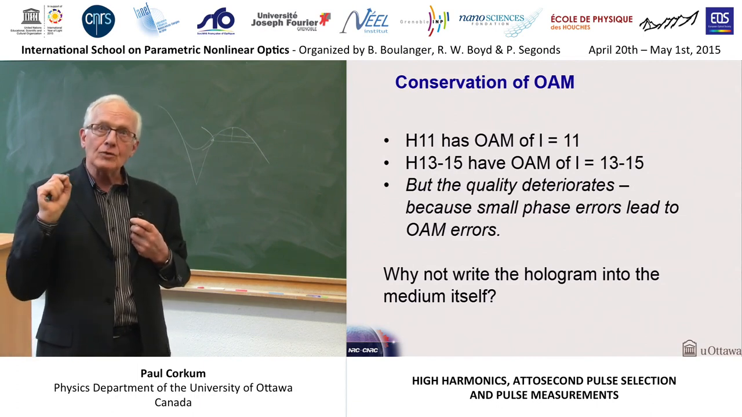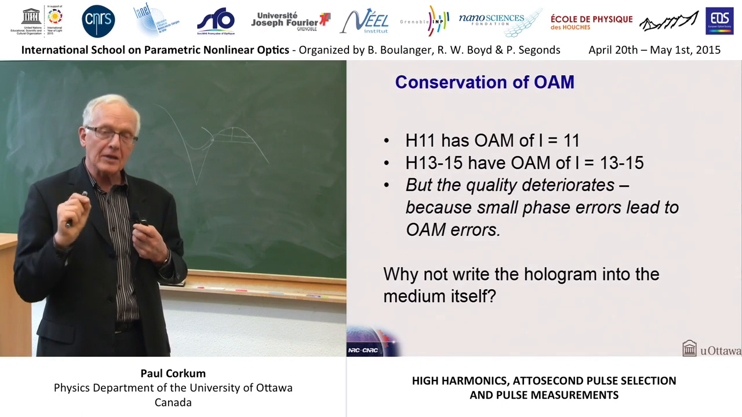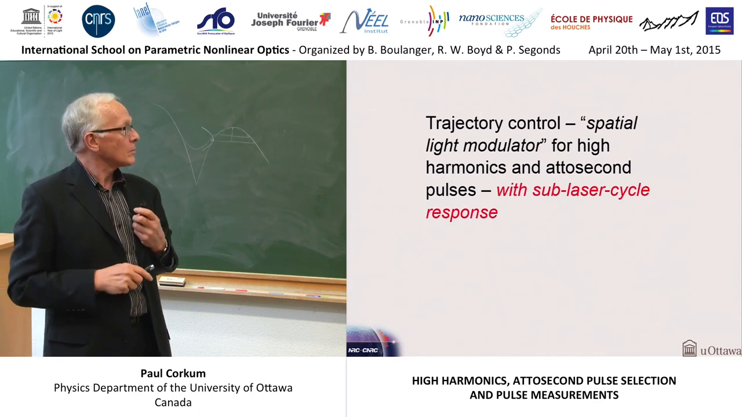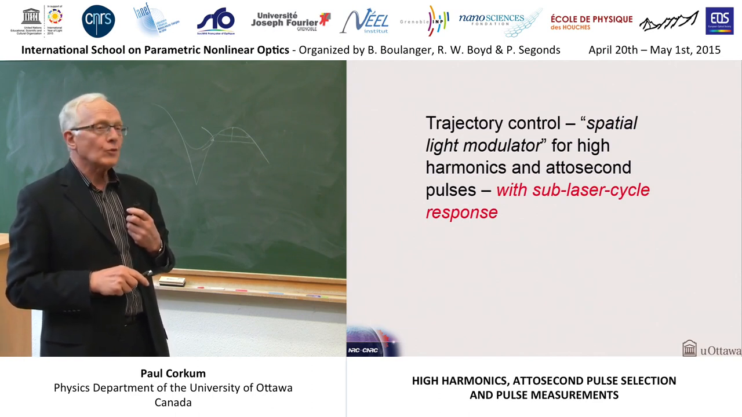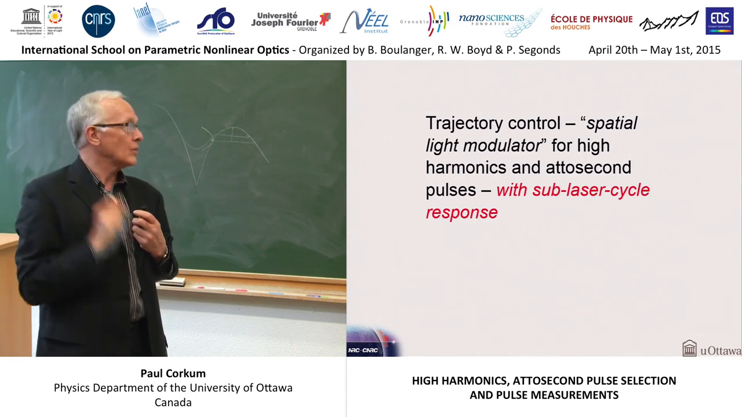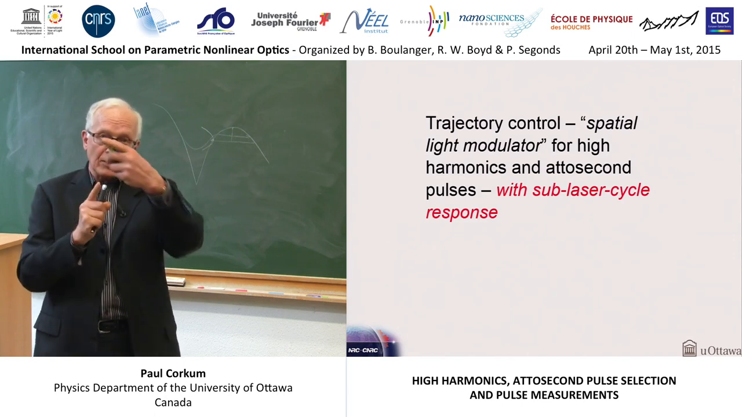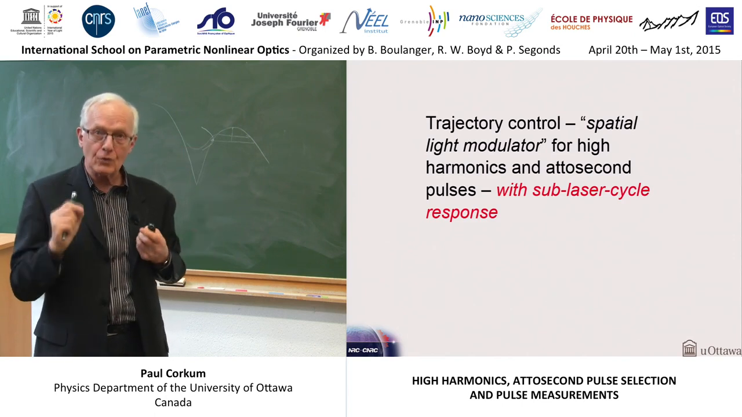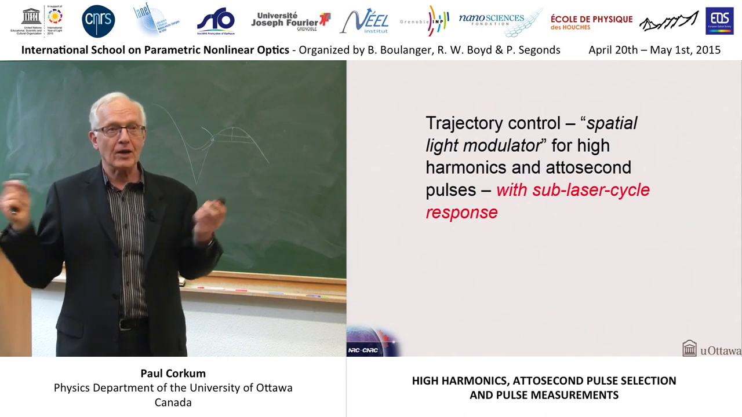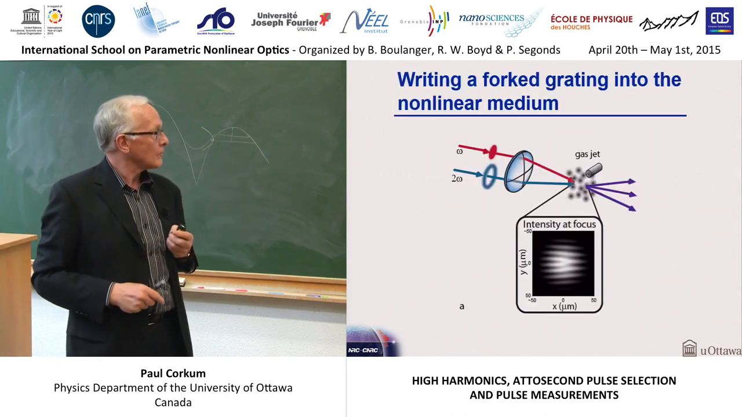So why not use the ideas we've been talking about so far of making a grating and controlling a grating and making an SLM on the material itself? So we thought we would try it. This trajectory control we've talked about, we should be able to make something very much like a spatial light modulator controlling the phase for high harmonics and attosecond pulses in the medium itself by bringing in another color appropriately. So we did a calculation so far, and I will simply give you the calculation. I have no experimental results, but we'll hopefully have them very soon. But you know all the background for why we think it should work. So this is the idea.